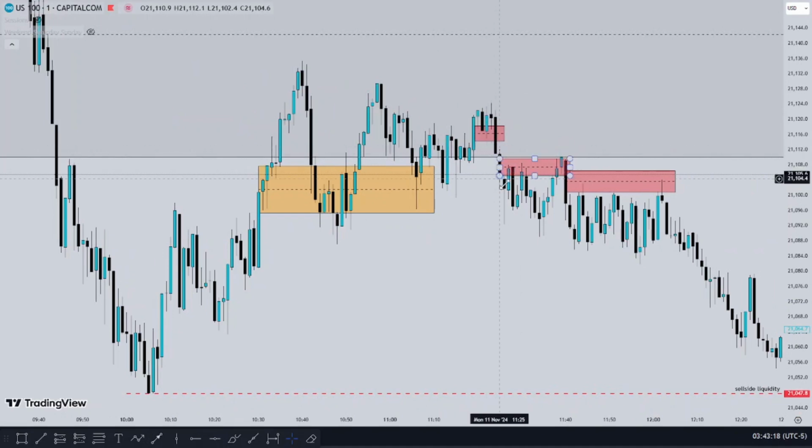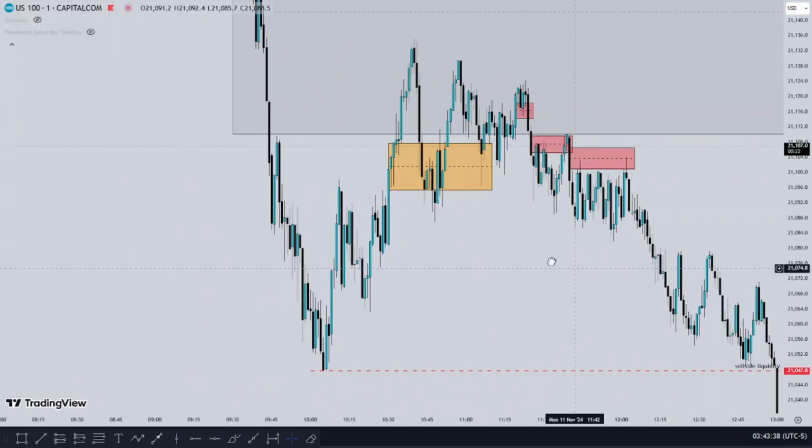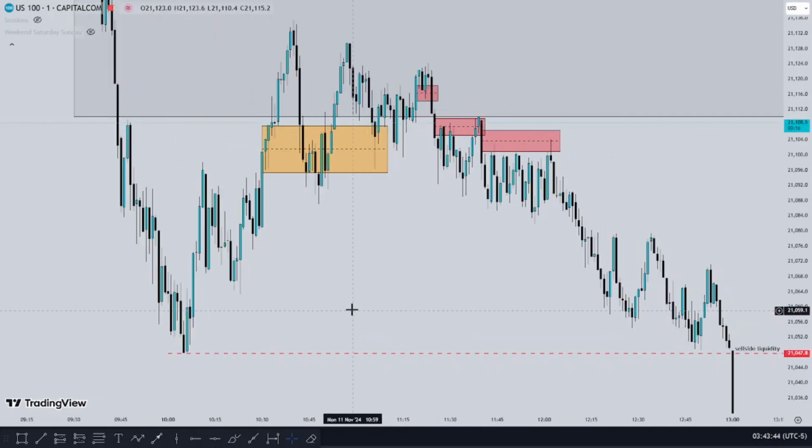Then price traded lower, did a retracement, respected this fair value gap, traded lower, took out the swing low. After the run on this swing low, price did a retracement back to this fair value gap. That was where we executed the sell, using the idea of the 15 minutes, anticipating lower prices. So we took a sell, anticipating lower price for price to trade to the sell side liquidity before the lunch hour.